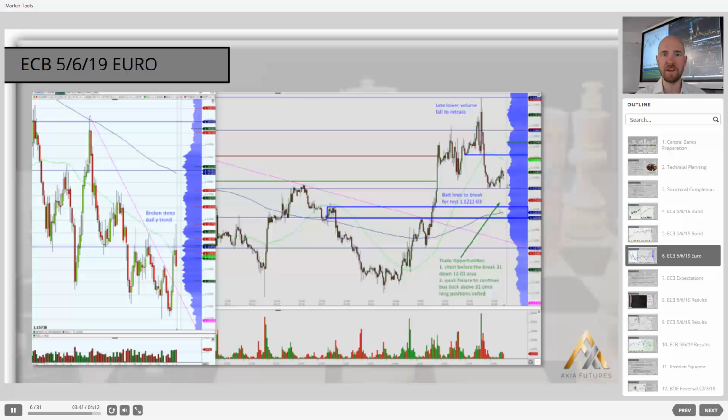So a distinctly different scenario to the bund, but both giving you a structural completion trade that will perhaps play out at different phases of this ECB decision. What we'll do now is we're going to have a look at scenarios that could come to fruition that could allow you to play either of these trades. So we're going to address those just now, and then we're going to have a look at how these trades actually then play out.